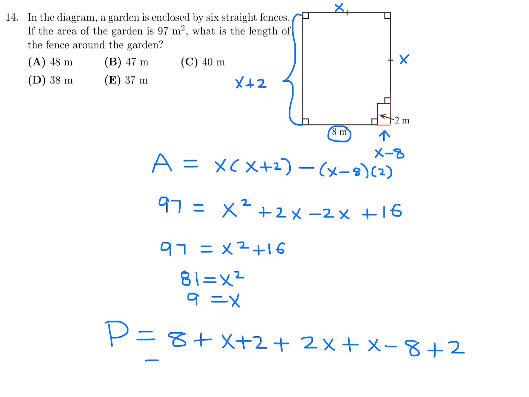So that's the perimeter. If you add it all up, it looks like that cancels with that, and this becomes 4, and then the X's are 4X. 4X plus 4. X is 9, so that's going to be 4 times 9 plus 4, and that's 36 plus 4, which is 40. So the perimeter is 40, and therefore number 14, the answer is C.